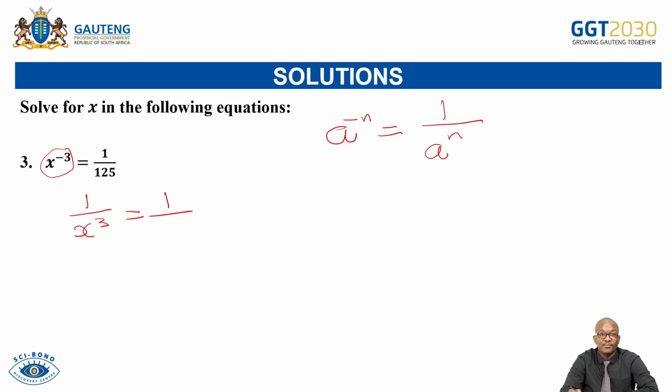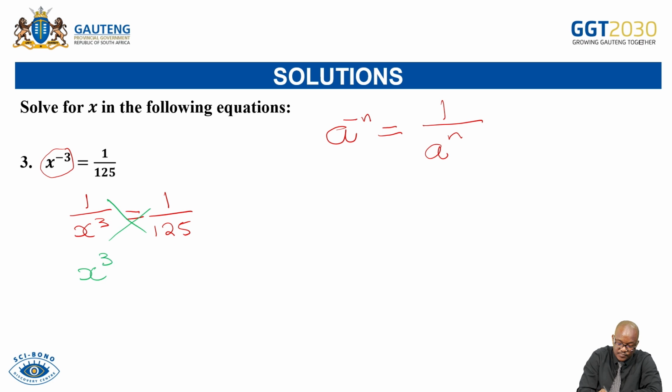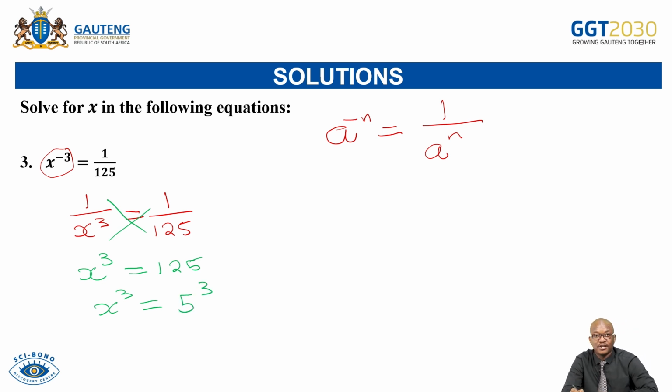125. We can write 125 in prime factors, or we can still write it as 125 because we want to simplify that first. Then we cross multiply. As we cross multiply, we are going to have x cubed is equal to 125. Then we get the prime factors of 125, which is 5 to the exponent of 3.